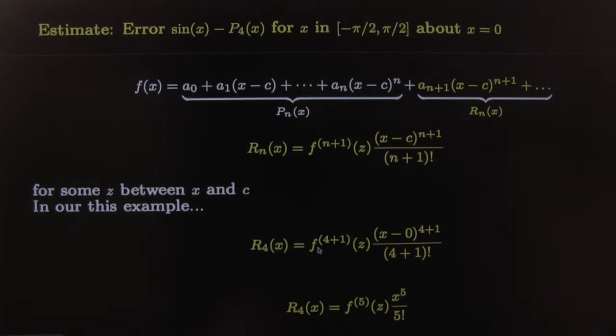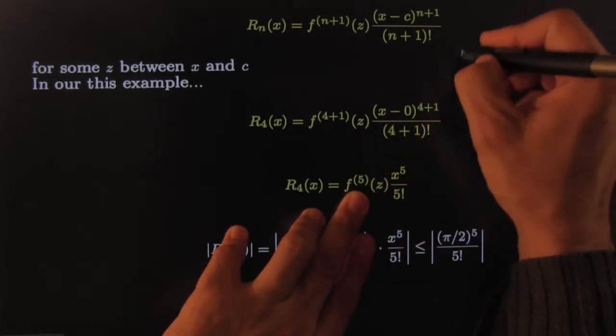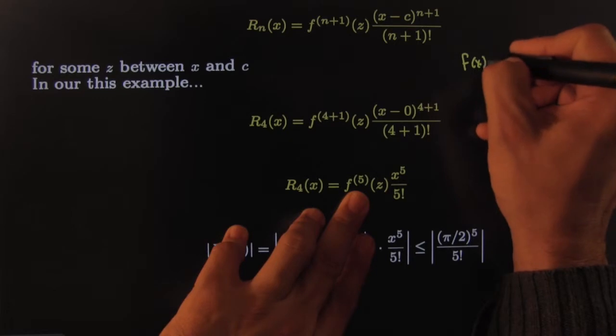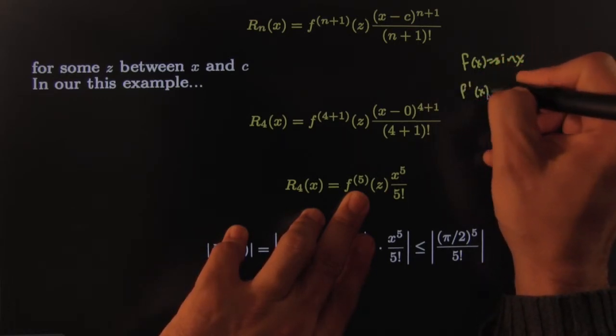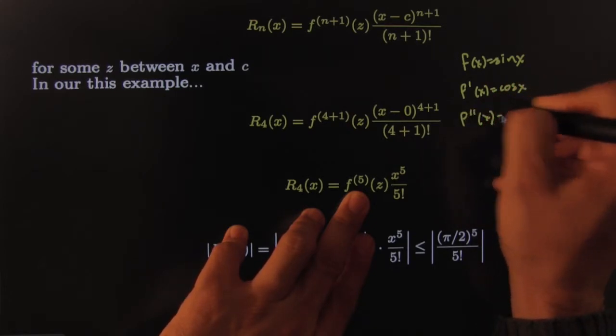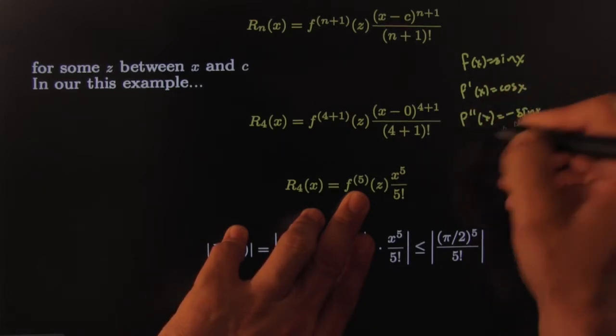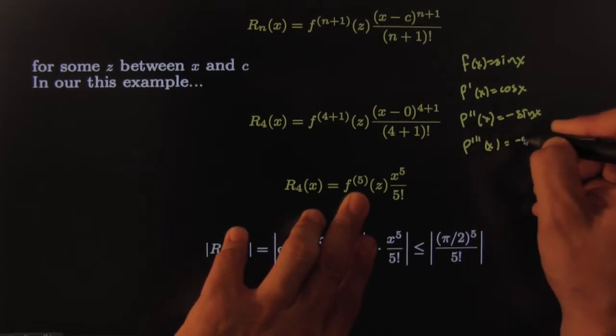And now I want to know, well, how bad can that get? Well, let's figure out the fifth derivative. I know that the function was sine of x, so the first derivative would be equal to cosine of x. I know that the second derivative would be the derivative of the cosine, which would be negative sine of x. I know that the third derivative would be the derivative of that, which would be equal to negative cosine of x.